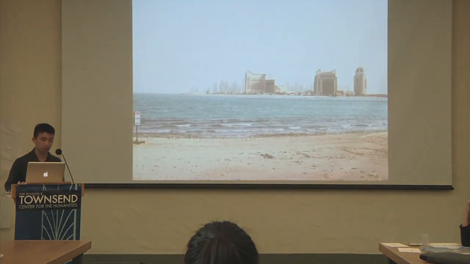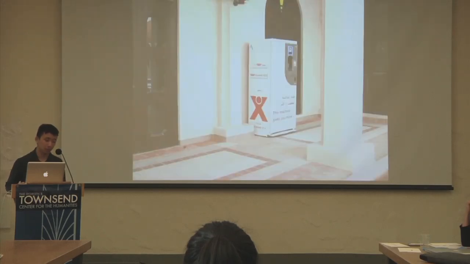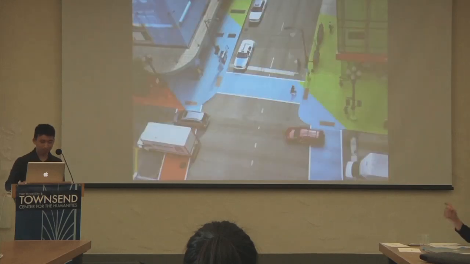But even there were just small innovations that we could see happening. So this was one of them. This is a water bottle recycler. If you recycle a bottle of water, it gives you a token, and then you can enter that token into a nearby lottery and win prizes.